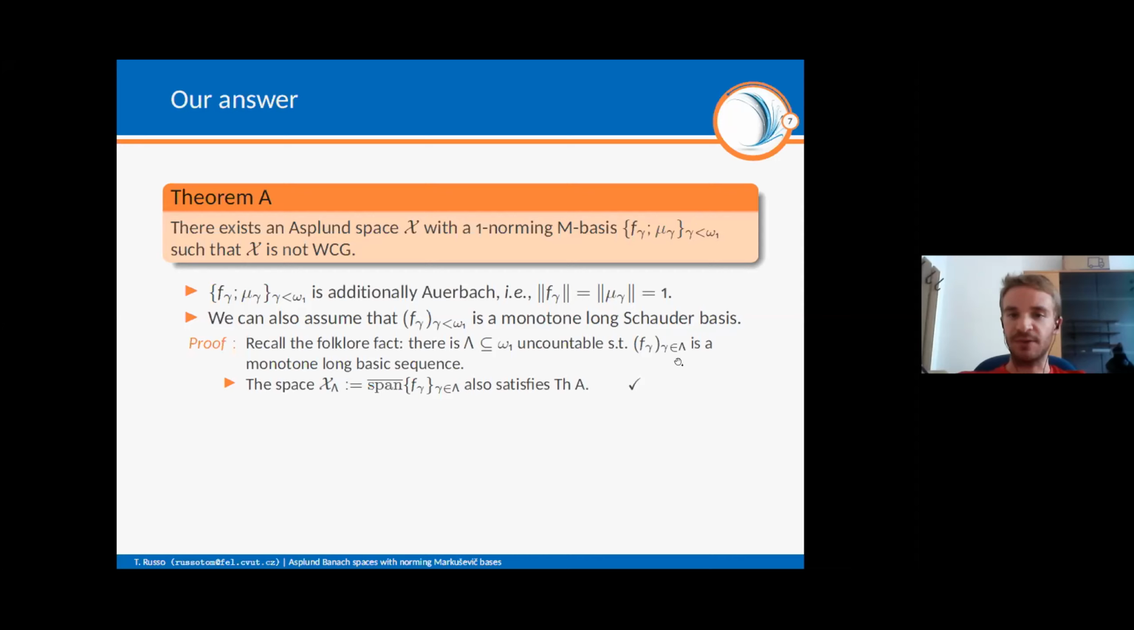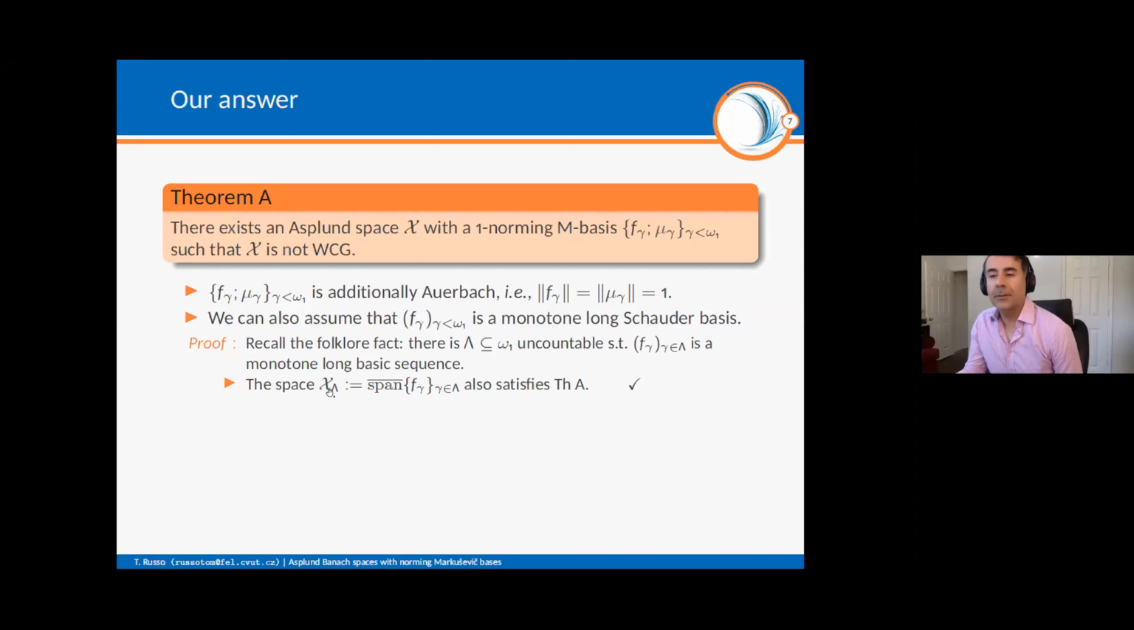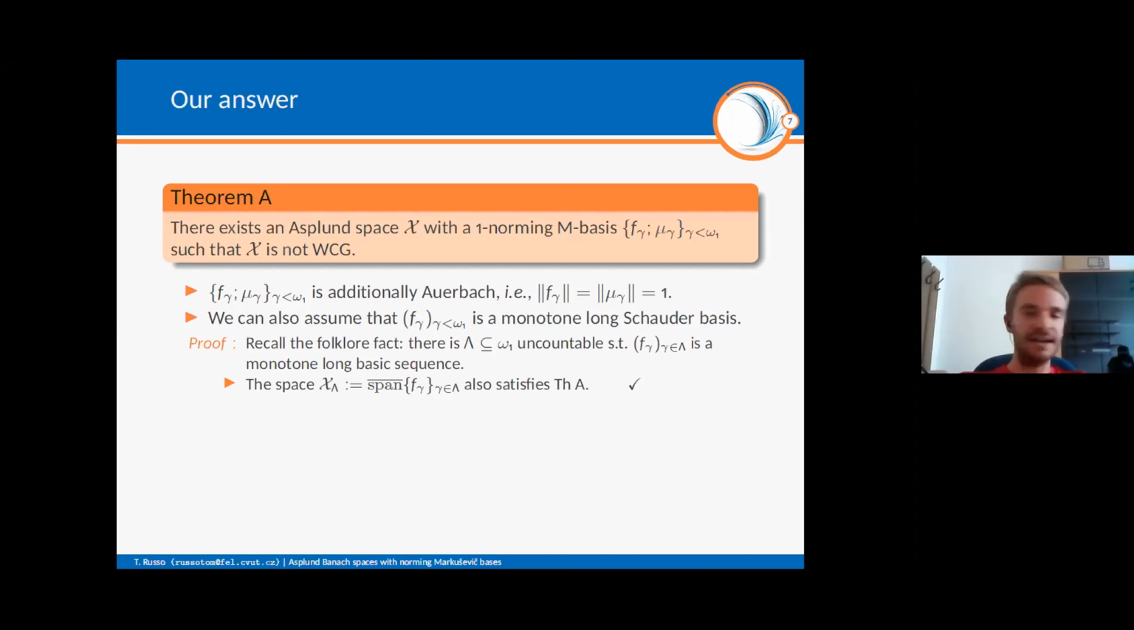And now the X with this closed span of these uncountably many vectors, then it turns out that... Tommaso, can you repeat the last thing? Your voice cut out. Yeah, I saw the connection was unstable. Okay, just repeat the one you started with the folklore result.